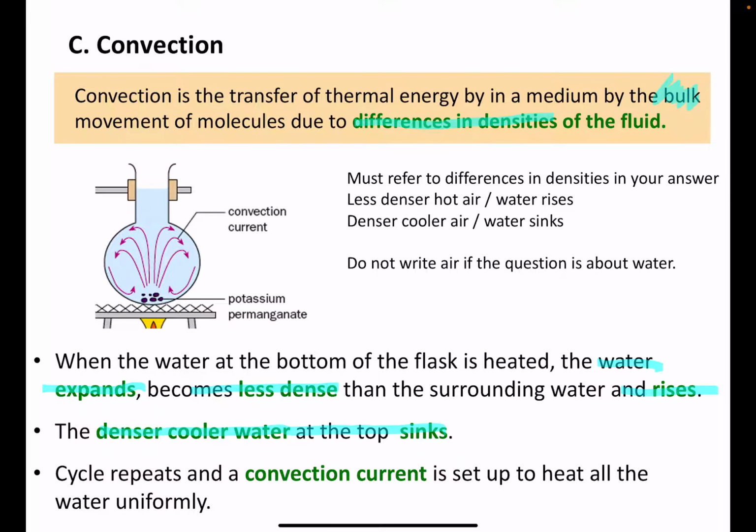Now, when you answer questions related to convection, you must mention the differences in densities. You have to say the less dense hot air or hot water rises. The denser, cooler air or water sinks. Okay. Now, it is important that if this is a question about water, you do not use air. If this is a question about air, you do not use water.